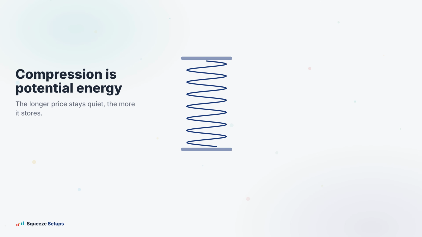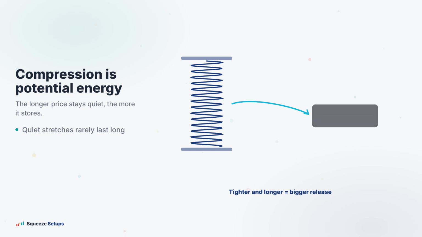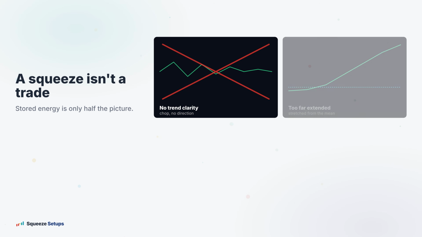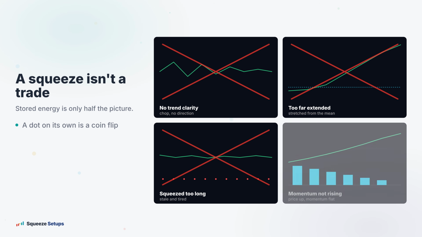So why do we care so much about this? Well, the reason we do is because compression is potential energy. The quiet before a storm, it doesn't typically last for an extended period of time. Instead, what we see is price coils, and the tighter and longer the squeeze lasts, usually the bigger that eventual release tends to be.